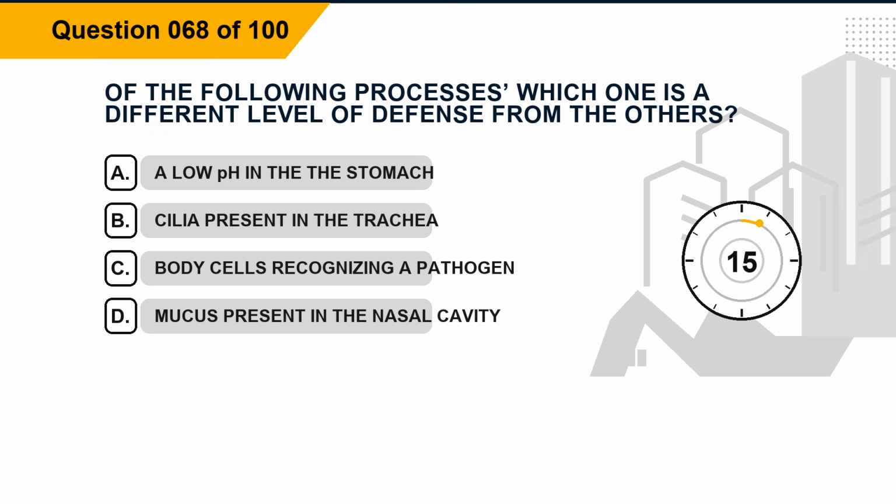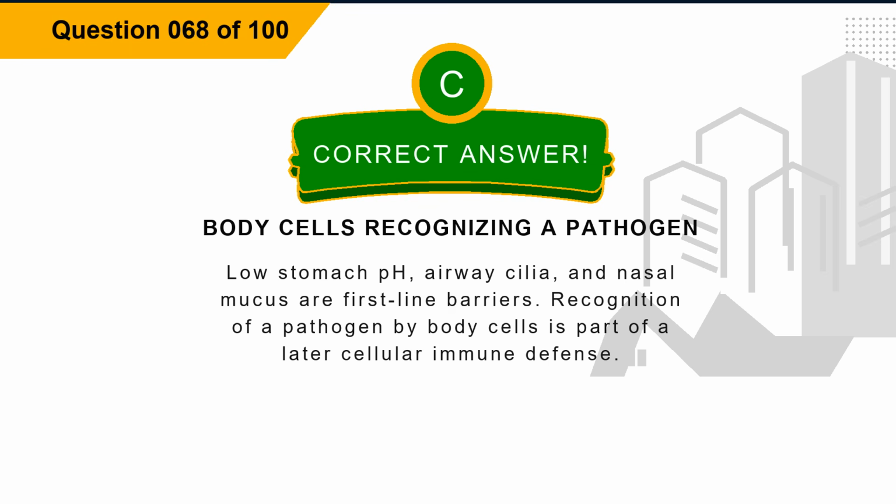Question 68. Of the following processes, which one is a different level of defense from the others? Option A. A low pH in the stomach. Option B. Cilia present in the trachea. Option C. Body cells recognizing a pathogen. Option D. Mucus present in the nasal cavity. The correct answer is option C. Body cells recognizing a pathogen. Explanation. Low stomach pH, airway cilia, and nasal mucus are first-line barriers. Recognition of a pathogen by body cells is part of a later cellular immune defense.